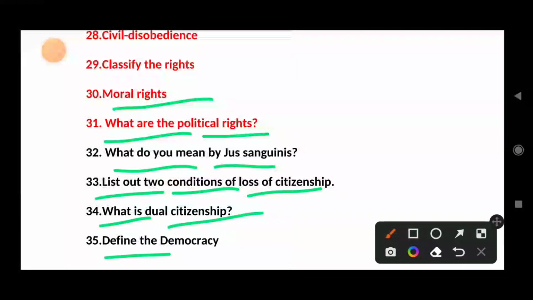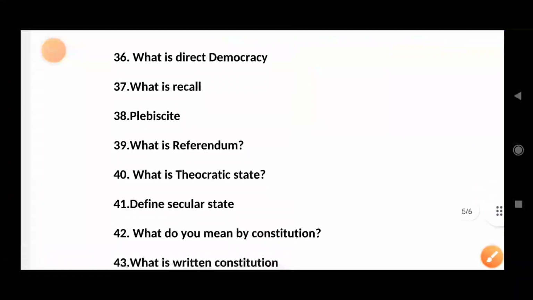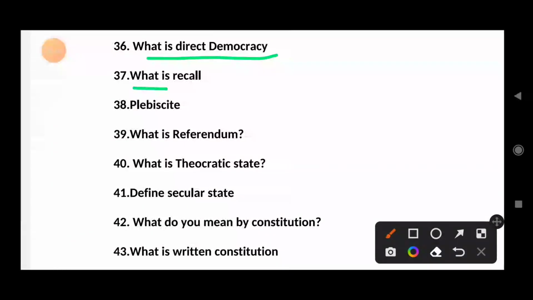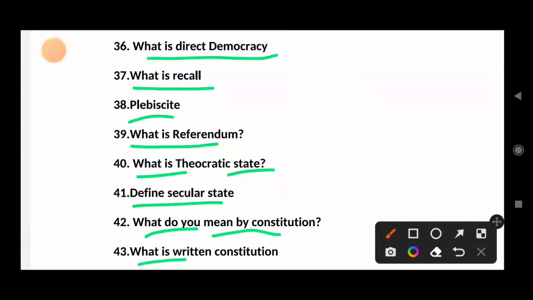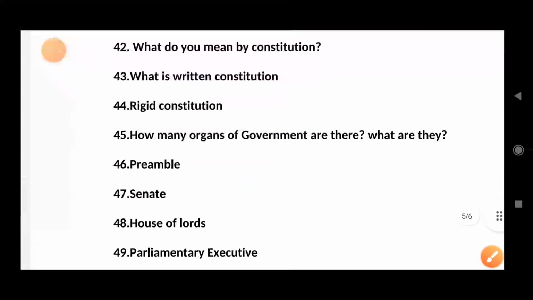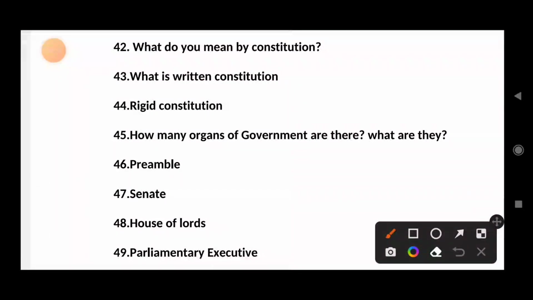What is dual citizenship? Define democracy. Important question. What is direct democracy? What is recall? In polling it will be one of the things. Plebiscite. What is referendum? What is the theocratic state? Define secular state. What do you mean by constitution? What is written constitution? Where everything is written. Rigid constitution, which will not change.